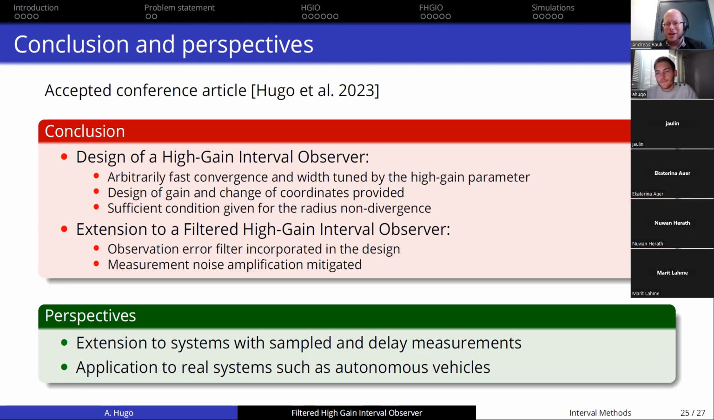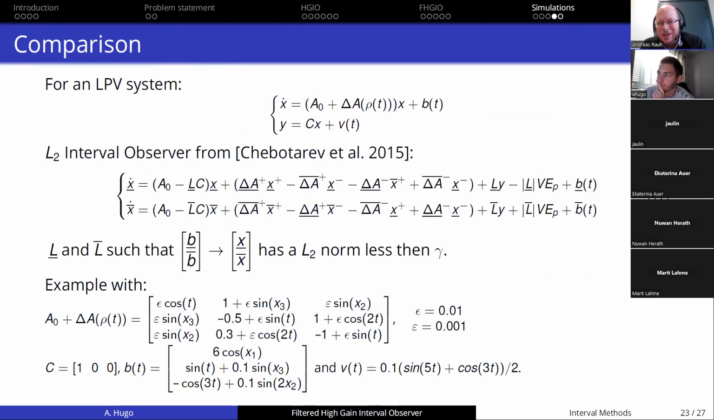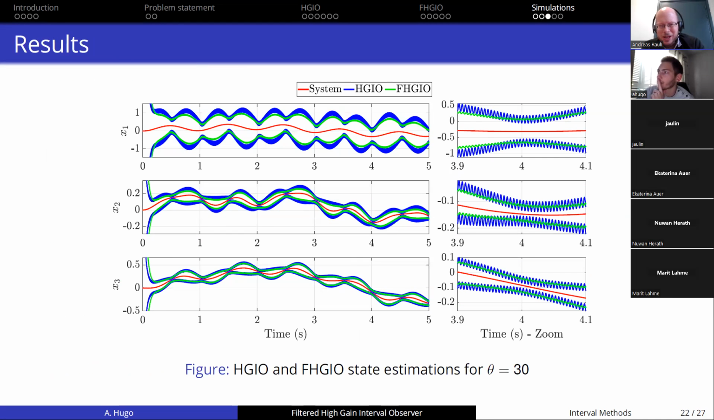And then, as far as I do not see any further questions, let me ask a final one. In your simulation results, it looks as if partially the high-gain interval observer provides a little bit better bounds than the filter versions, and at other points in time, it's just vice versa. Yes, I think it was on slide 22. Yes, here, for example. There are points in time where the blue one is better, points of time where the green one is better. It actually depends on how you design your filter.